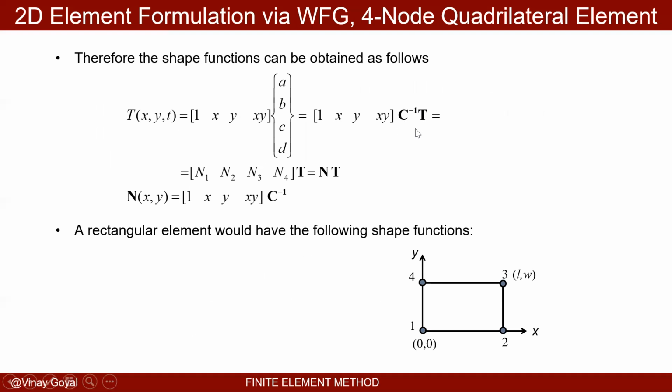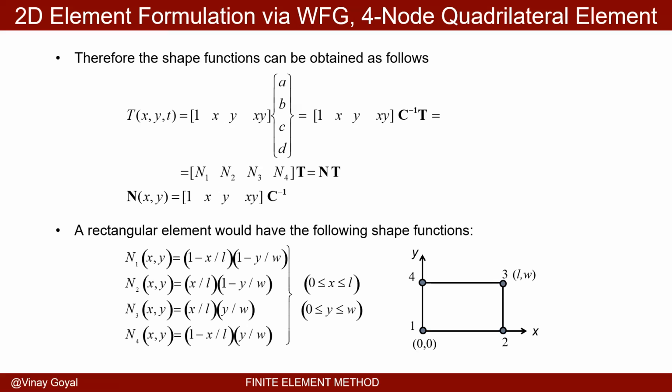These multiplications give me a row of shape functions times T bold. And this right here is M bold times T bold, where M bold equals 1, x, y, and xy. So I'm able to multiply this times C inverse, and I'll be able to get the shape functions that I need.